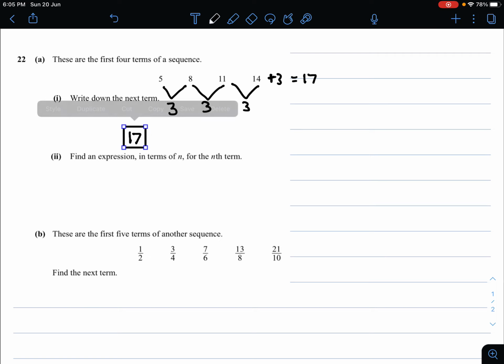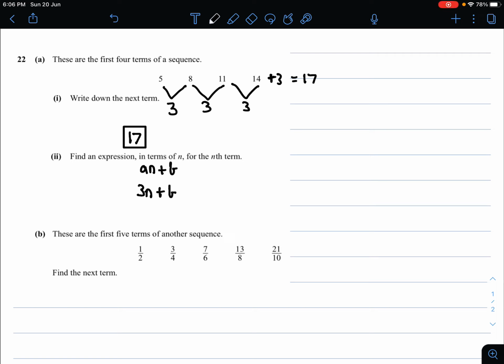Now let's move on to part A2. Find an expression in terms of n for the nth term. So we found a common difference and we know it's a linear sequence. In a linear sequence, you write your nth term in the form an plus b. You must remember that the common difference is equal to your a value. So you know that 3n plus b will be your nth term.